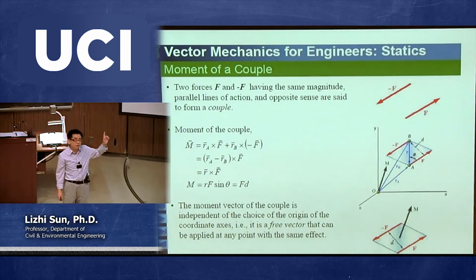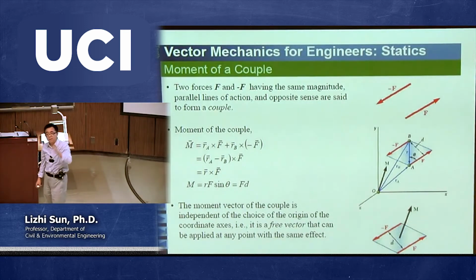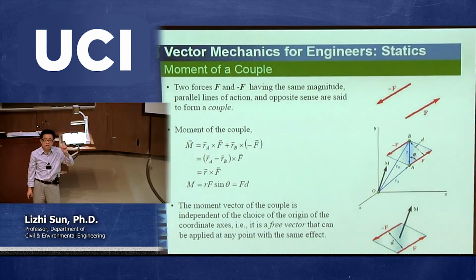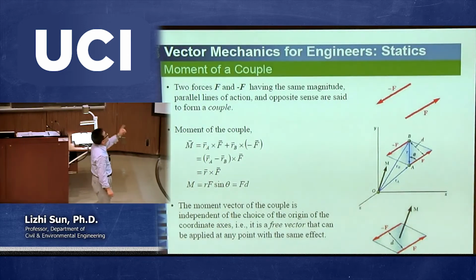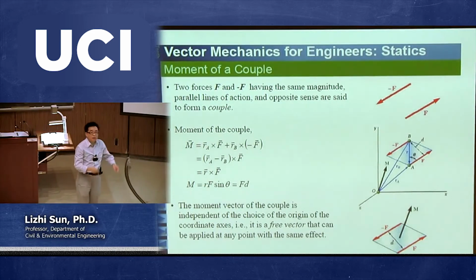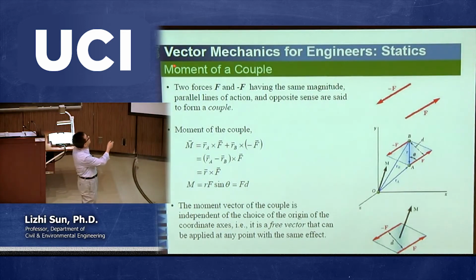So that's why for the third kind of moment, we're no longer calling it a moment about a point. We're no longer talking about something about a point. This time, we simply call it moment of a couple. We are not going to identify any point because it's independent. We're not saying the moment about a certain point, right? So we just simply call it moment due to a couple or moment of a couple.